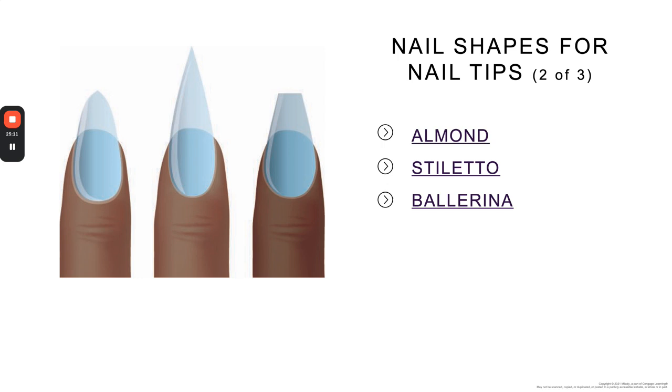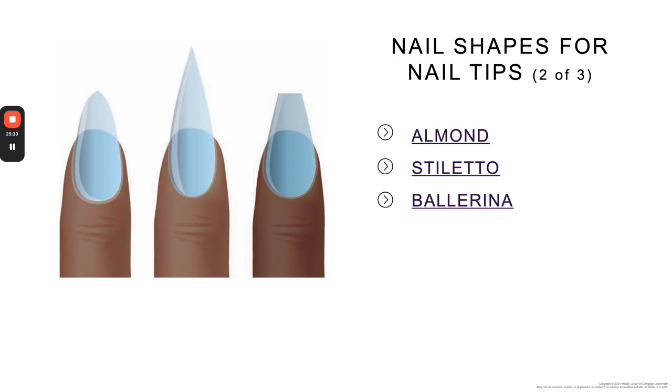Our almond shape. This is my favorite one. In case y'all know me, I love almond shaped nails. I wear them all the time. Almond shaped nails are going to be similar to an oval. They're going to be very tapered, meaning getting slender towards the nail tip. But the edge does come to a sharp point.